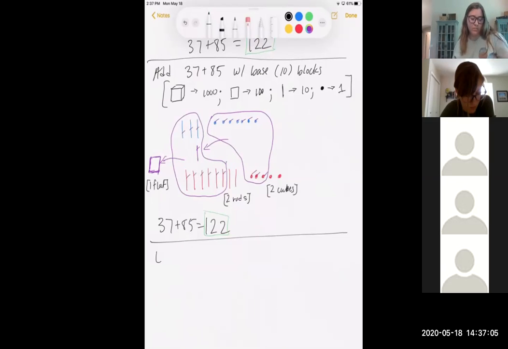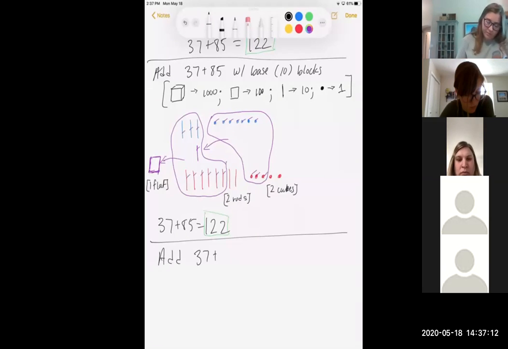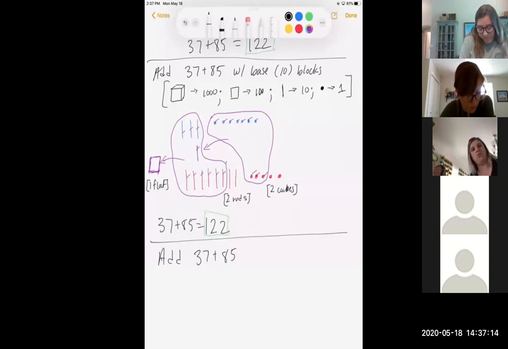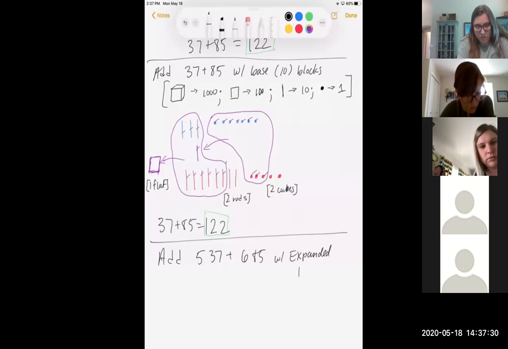We have 3 minutes to do expanded format. Add 37 plus 85. Actually, I'm going to change my problem. I'm going to put in some hundreds here for expanded format. We're going to add 537 plus 685 with expanded format. And so you can probably guess what this is. Expanding the numbers, we did that a little bit in the homework.